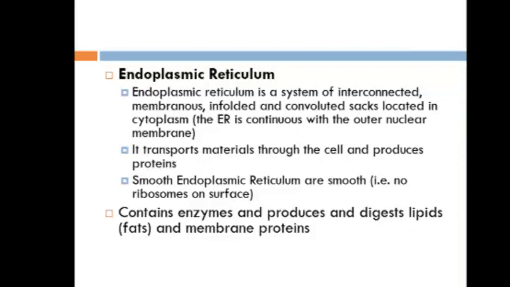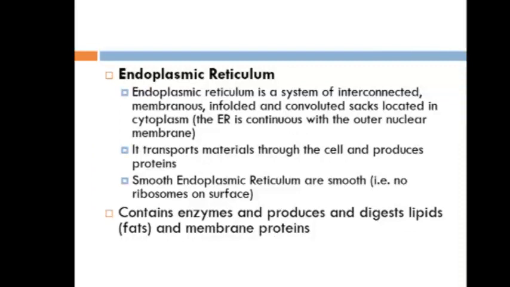The endoplasmic reticulum is continuous with the outer nuclear membrane. Kwa hiyo katika nje katika endoplasmic reticulum kuna nini? Nuclear membrane. And the function of endoplasmic reticulum, it transfers material through the cell and it produces protein. Even the protein inakuwa katika endoplasmic reticulum, ana produce protein. So it transfers material through the cell. Zile material ambazo are needed to be transported within the cell zinakuwa transported by the endoplasmic reticulum. Even also it produces protein.